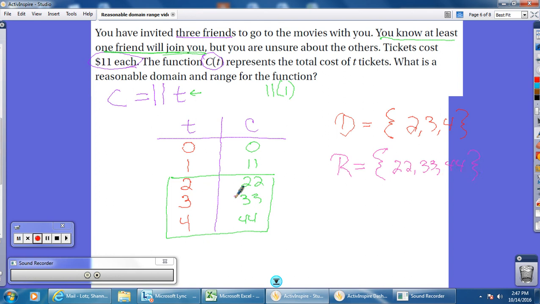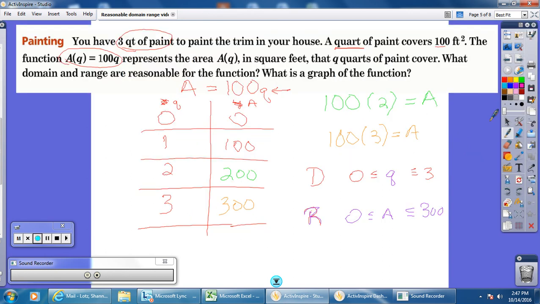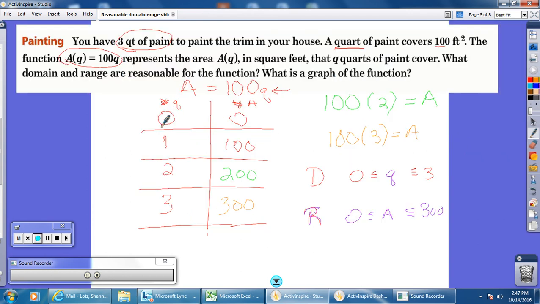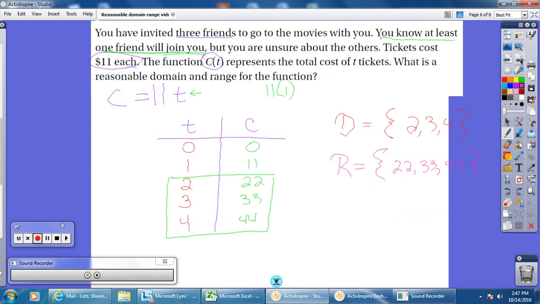And remember, you can't buy 1.5 tickets. You can't have 2.5 people. That's how you know this is discrete. This is how you know it's just a list of points. Okay? When we look back at the paint, we can use anywhere between 0 and 1 gallons. It's continuous, right? This would be a continuous graph. That's why we have continuous domain between 2 numbers and a range between 2 numbers. Okay, so be very careful.